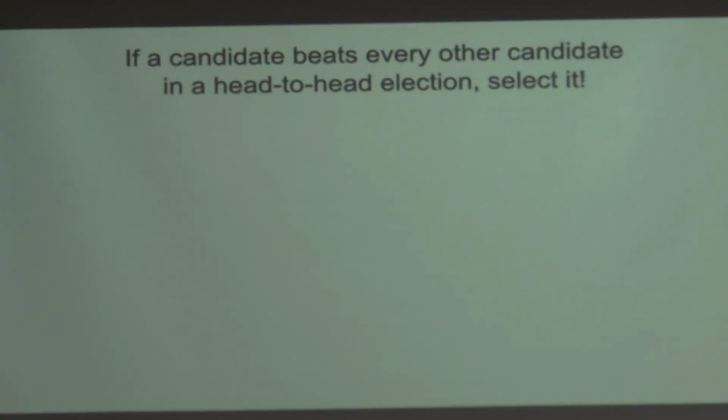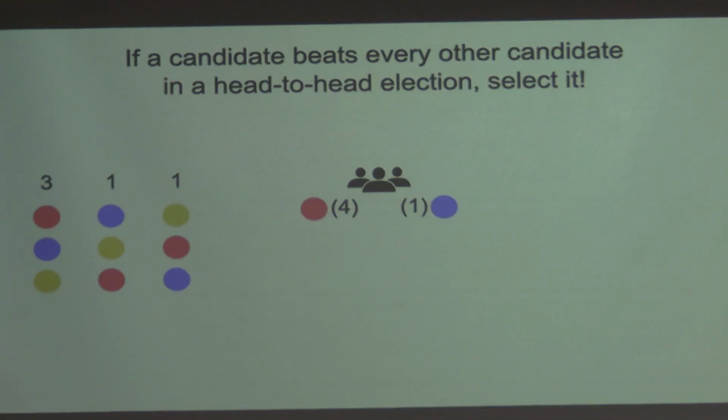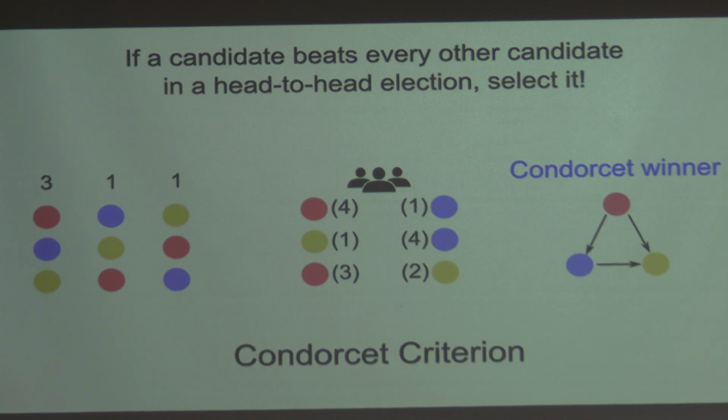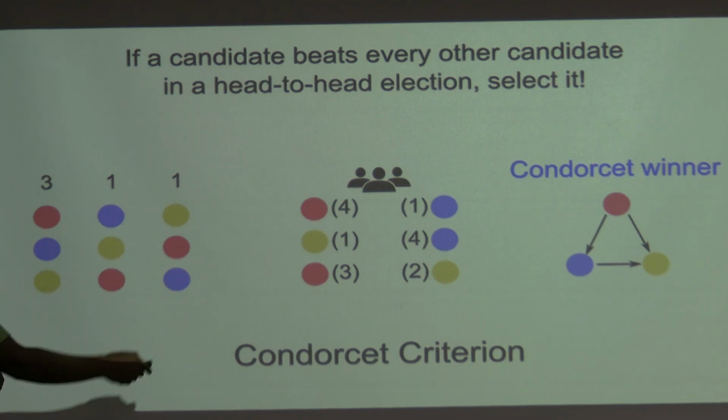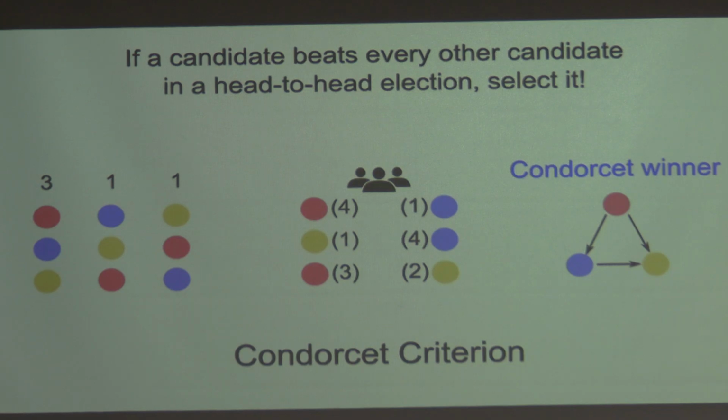So, for example, if you have an instance like that, then if you look at red versus blue, 4 voters, 3 here and 1 here, prefer red over blue, and 1 prefers blue over red. So red beats blue 4-1, so it wins this pairwise battle. Likewise you can look at all other pairwise comparisons. You can draw this graph. And if it so happens that there exists a candidate, in this case red, who beats every other candidate, it's called a Condorcet winner. Somebody that wins all of its pairwise head-to-heads.